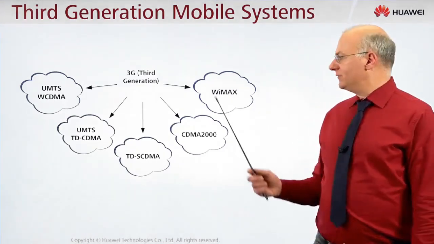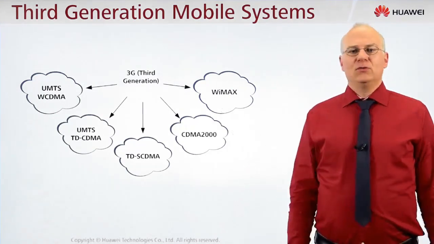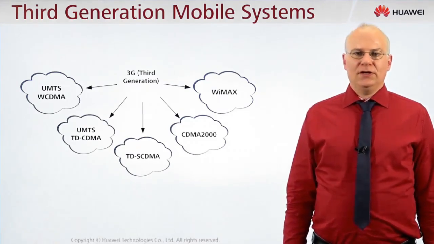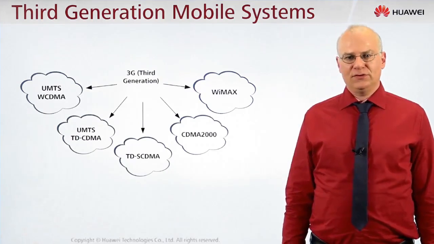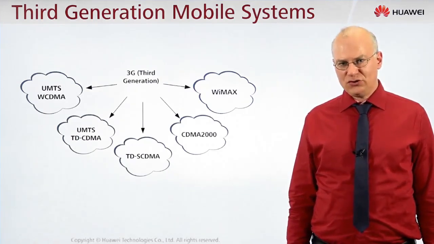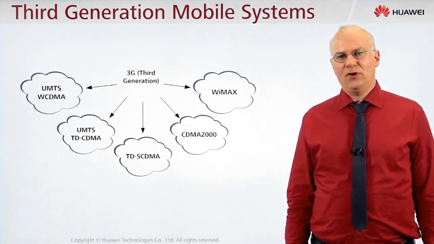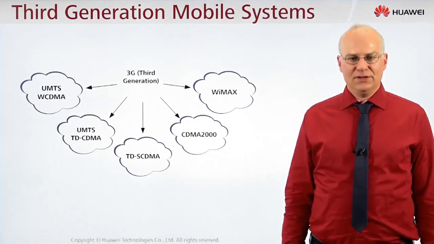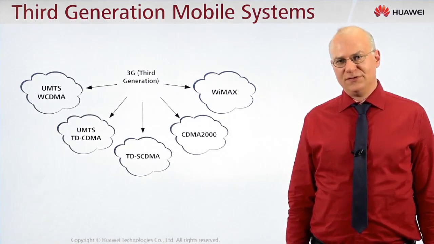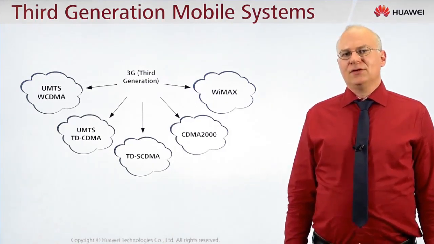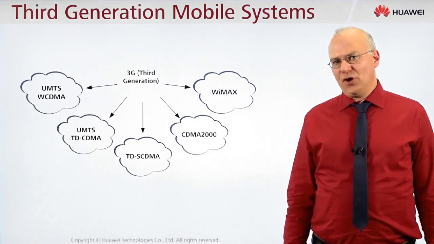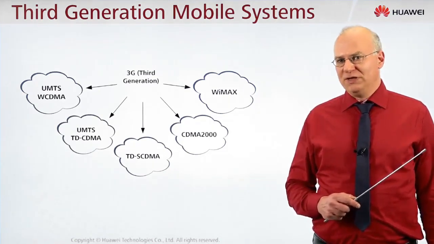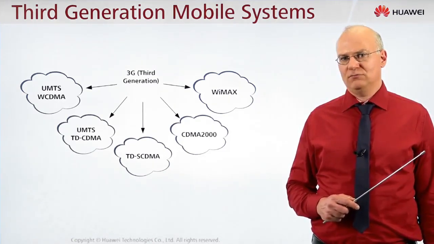And then we have finally WiMAX, which was developed by IEEE in the United States. First, it was developed for point-to-point communication and for point-to-multipoint communication, so using fixed transmitters and fixed receivers, and then to be part of the third generation of mobile systems, it added features for mobility of users.